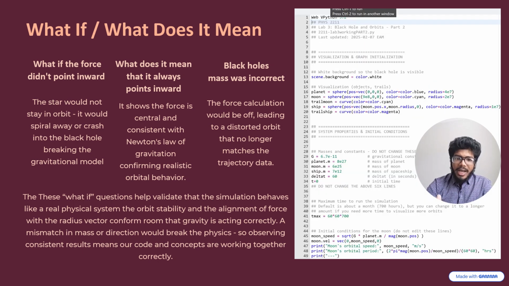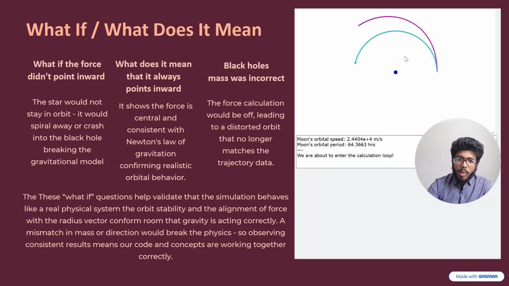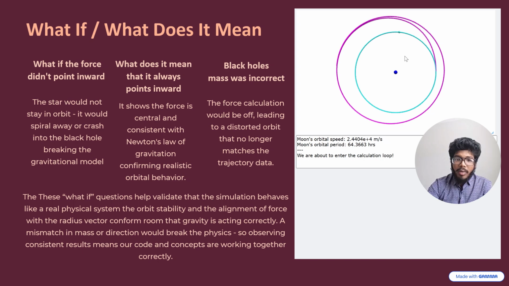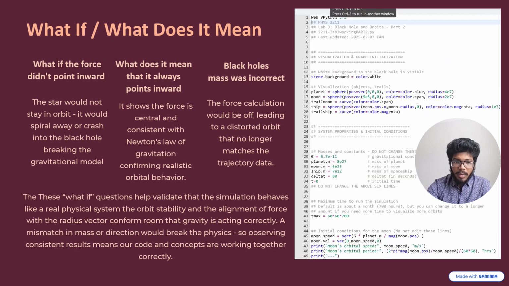What if the net force didn't always point towards the black hole? Then the orbit would break. The star could spiral away or fall in. What does it mean that it does? It confirms that the force is truly gravitational and central, as expected. And if the black hole's mass were wrong, the orbit wouldn't match the motion, proving the math matters.